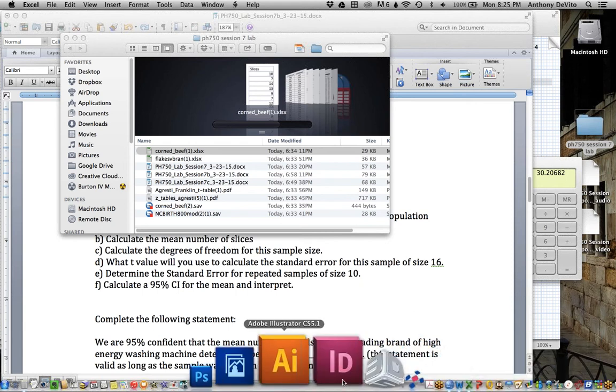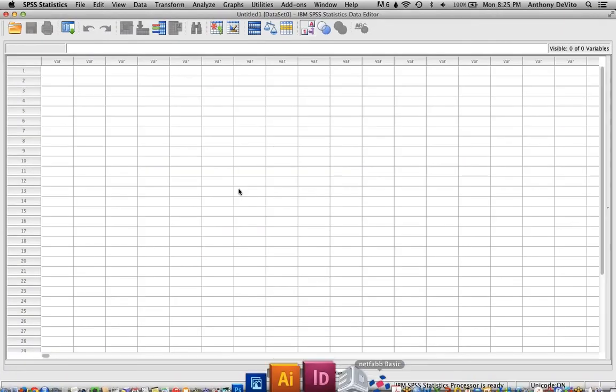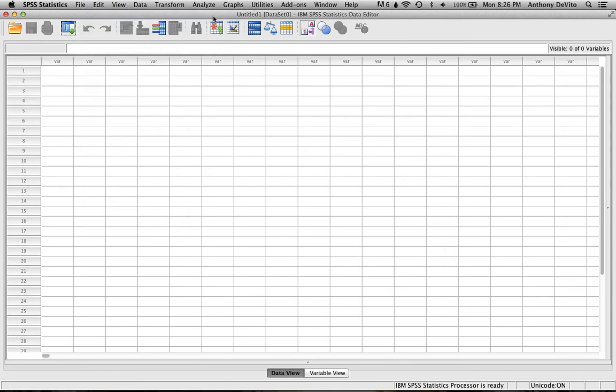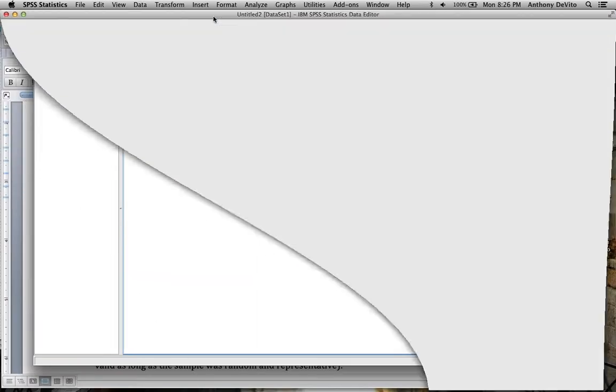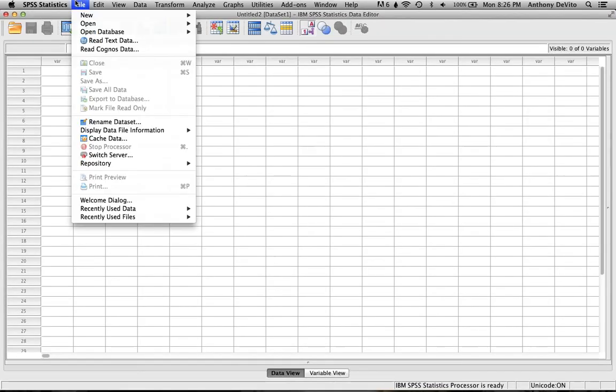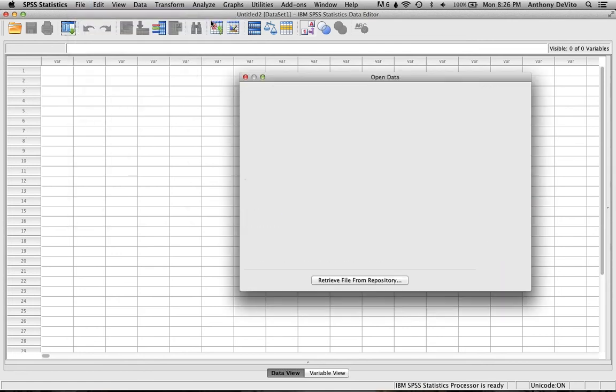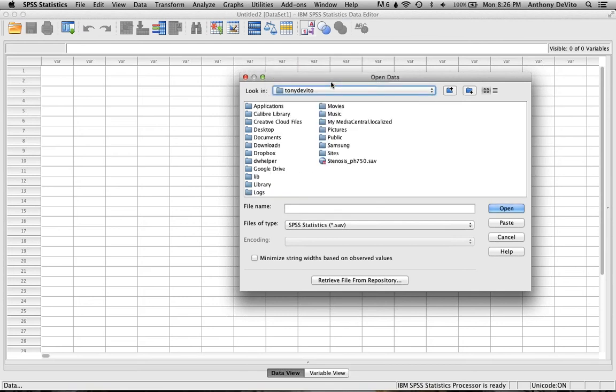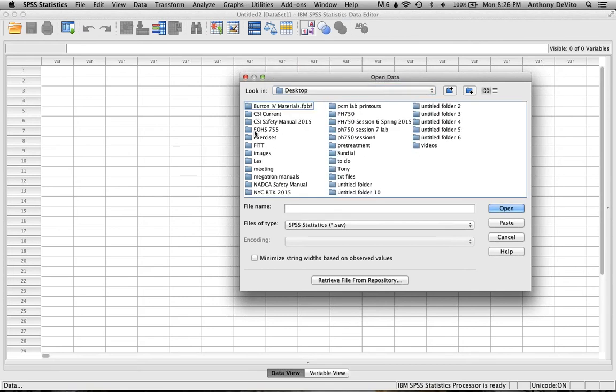Okay, so I'm going to import this data into SPSS. And we're going to ask SPSS to calculate the 95% confidence interval for those number of slices. I'm going to say open data, and I'm going to navigate to where my data is located, which is on my desktop, and they make me go through, for an expensive program, they're not really convenient.